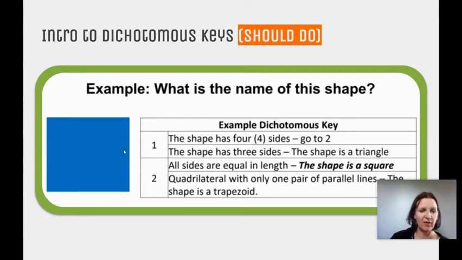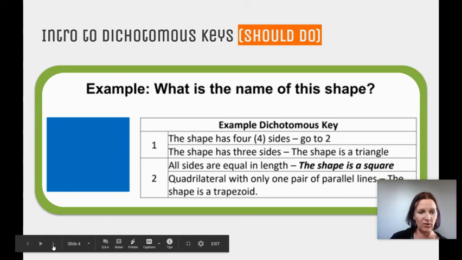So in this case, I can count 1, 2, 3, 4. So the shape has four sides. So I'm going to go to number two. So for number two, I have two choices. All sides are equal in length, or it's a quadrilateral with only one pair of parallel lines. So I can see that every side is equal in length. So therefore, I know the shape is a square. So I keep moving through my dichotomous key until I have identified whatever it is I'm trying to identify.